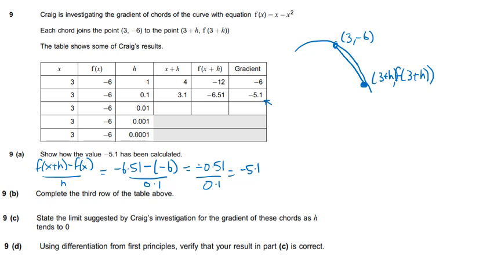Calculate the third row of the table above. So the fourth column, first of all, x plus h. Well, I'm told that in that row x is 3 and h is 0.01, so I'll just add those together. That's easy. Then I need to work out the function at that value. So if I substitute 3.01 into f of x, I get 3.01 minus 3.01 squared, and that gives me minus 6.0501.